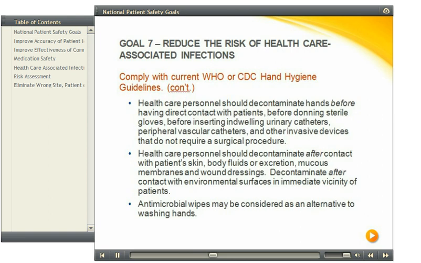Healthcare personnel should decontaminate hands before having direct contact with patients, before donning sterile gloves, before inserting indwelling urinary catheters, peripheral vascular catheters, and other invasive devices that do not require a surgical procedure. Healthcare personnel should decontaminate after contact with patient skin, body fluids or excretions, mucous membranes, and wound dressings. Decontaminate after contact with environmental surfaces in the immediate vicinity of patients. Antimicrobial wipes may be considered as an alternative to washing hands.